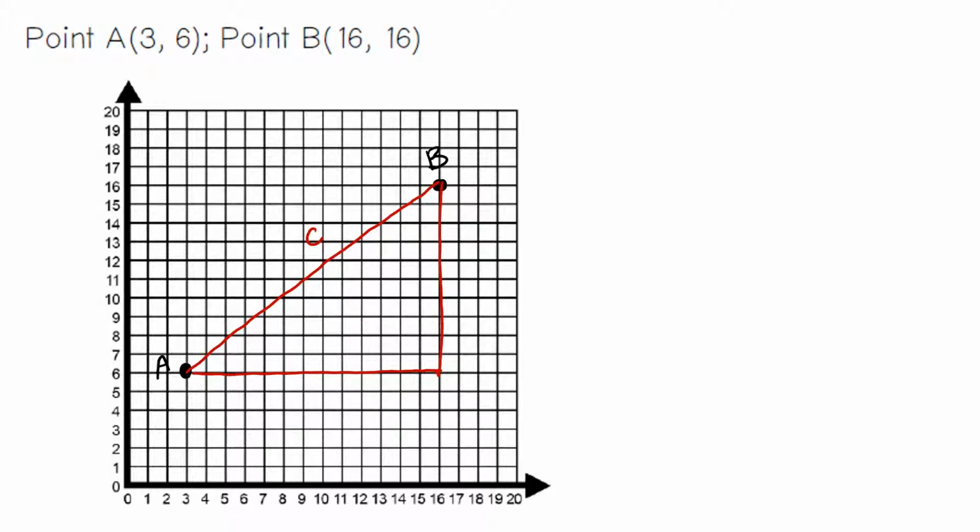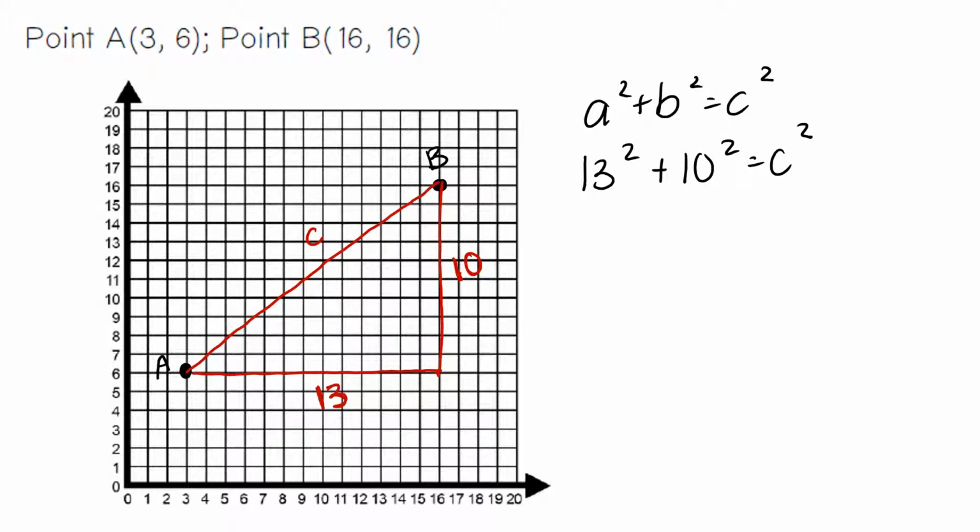Side A is going to be 13 units. Side B is going to be 10 units. We take that information and plug it into the Pythagorean theorem. A squared, we're going to use 13. B squared, we're going to use 10. 13 squared is 169. 10 squared is 100. 169 plus 100 is 269.